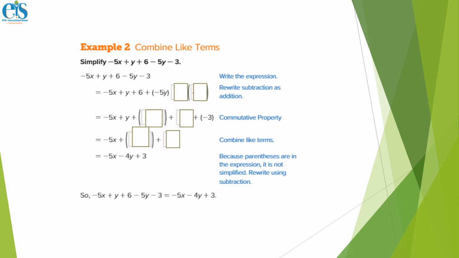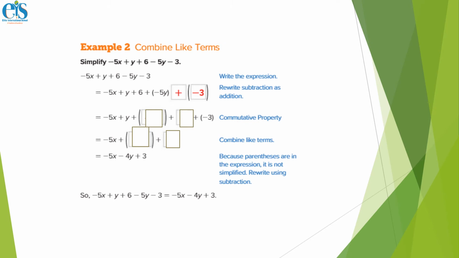Example 2. Combine like terms. Simplify negative 5x plus y plus 6 minus 5y minus 3. Your expression is negative 5x plus y plus 6 minus 5y minus 3. Step 1. We rewrite the subtraction as addition. Negative 5x plus y plus 6 plus negative 5y plus negative 3.